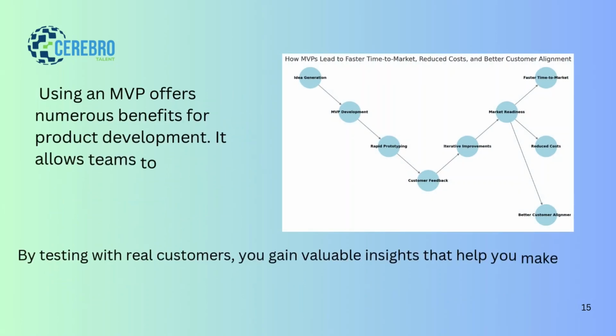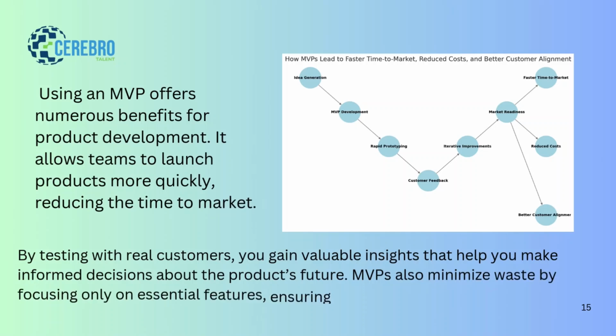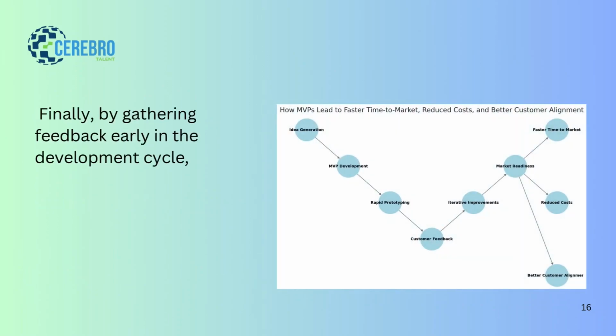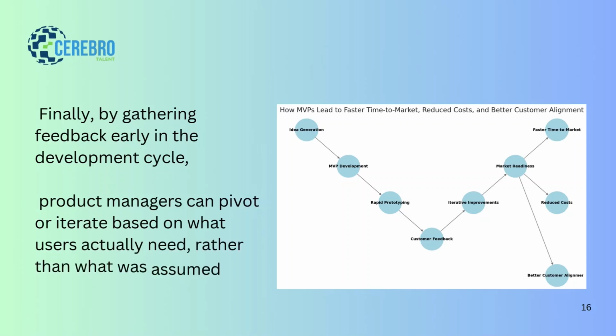Using an MVP offers numerous benefits for product development. It allows teams to launch products more quickly, reducing the time to market. By testing with real customers, you gain valuable insights that help you make informed decisions about the product's future. MVPs also minimize waste by focusing only on essential features, ensuring that resources are used effectively. Finally, by gathering feedback early in the development cycle, product managers can pivot or iterate based on what users actually need, rather than what was assumed during initial planning stages.